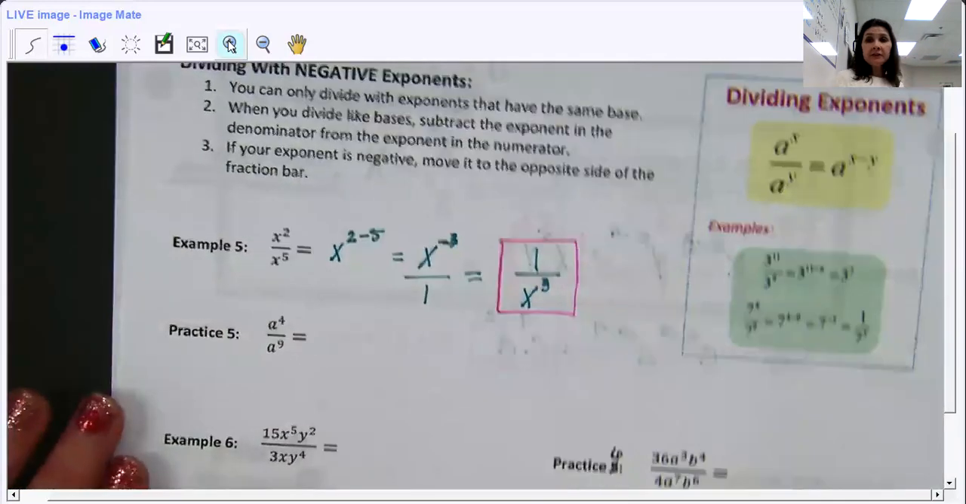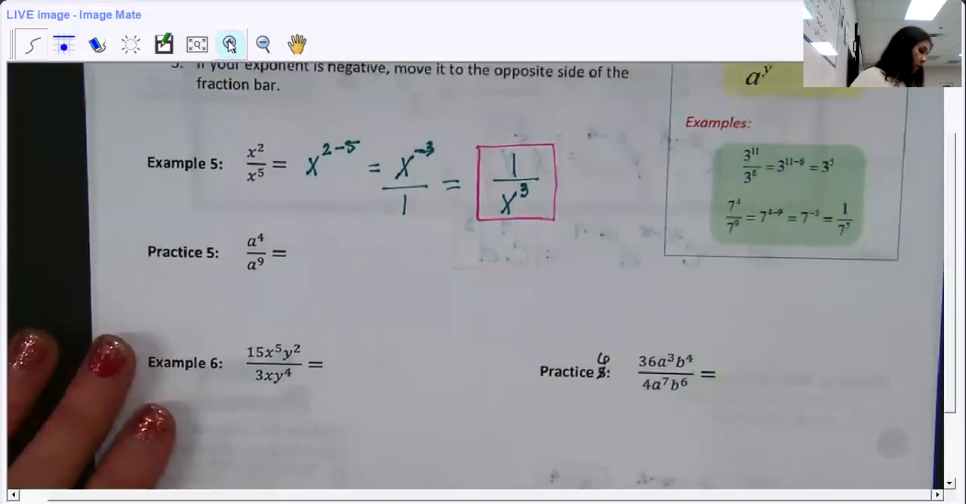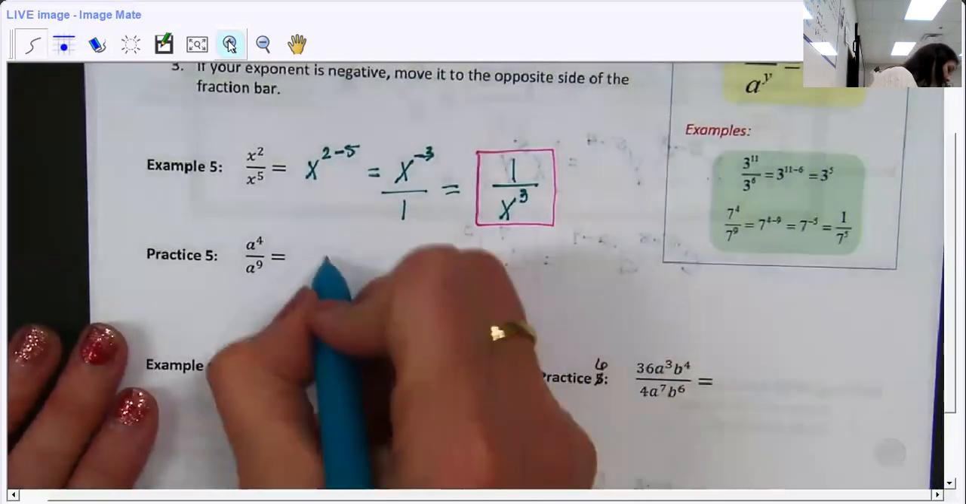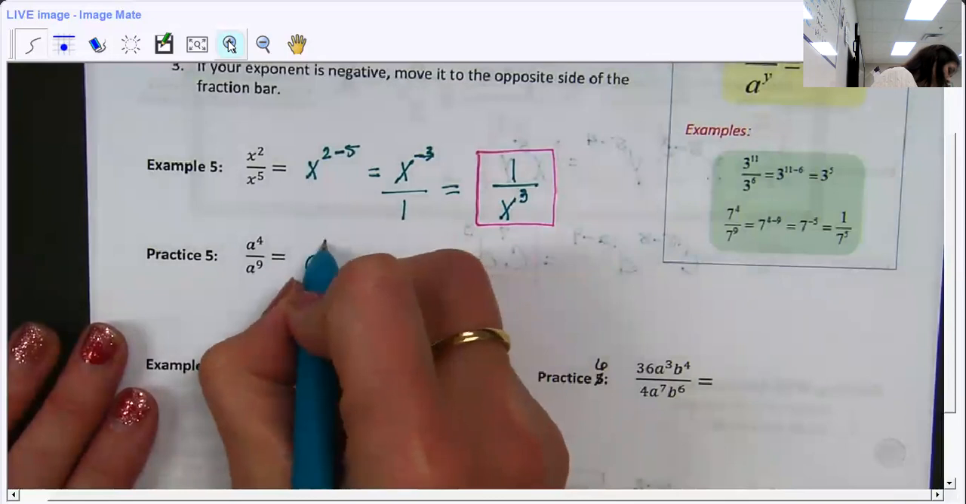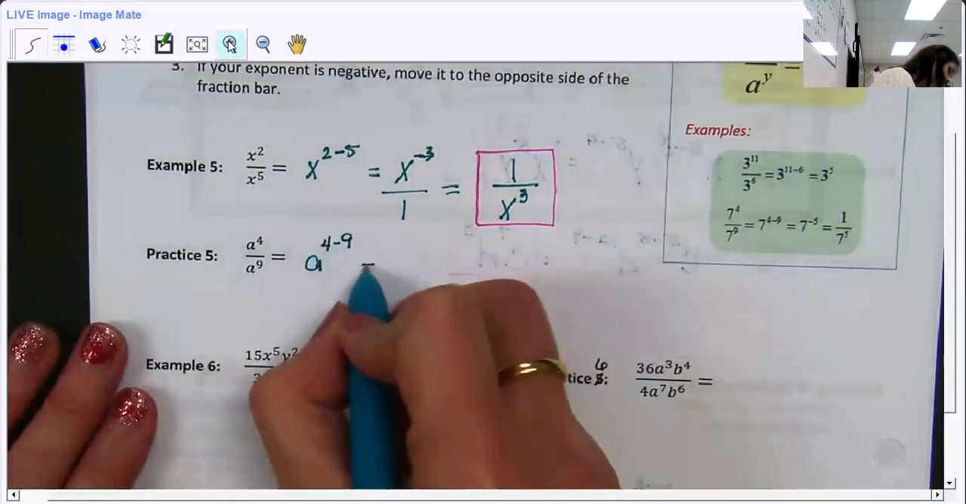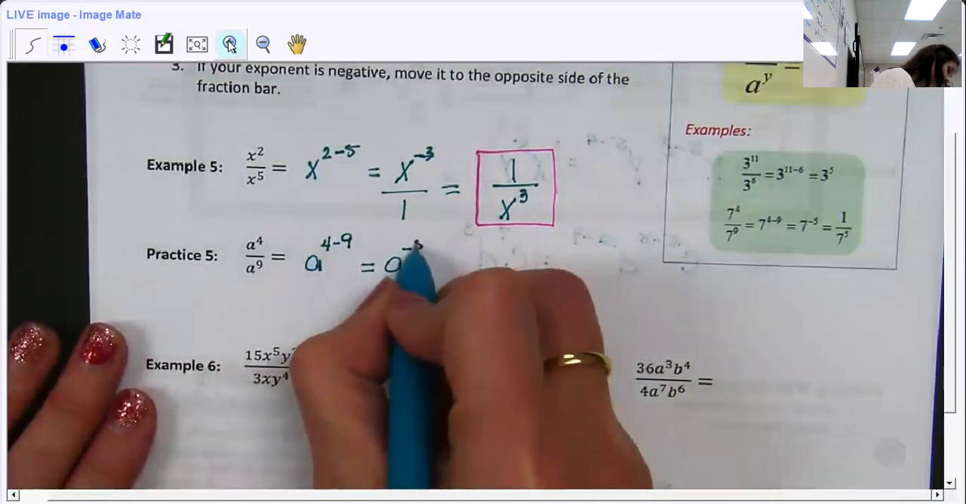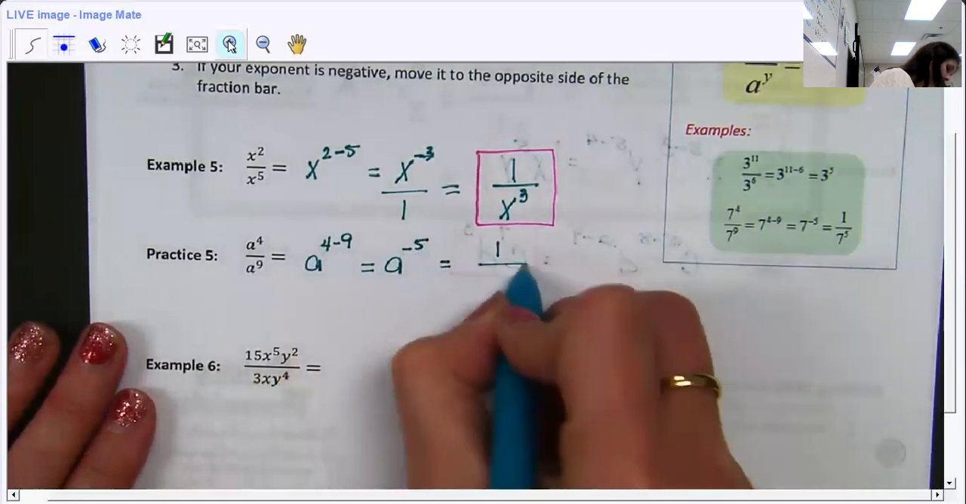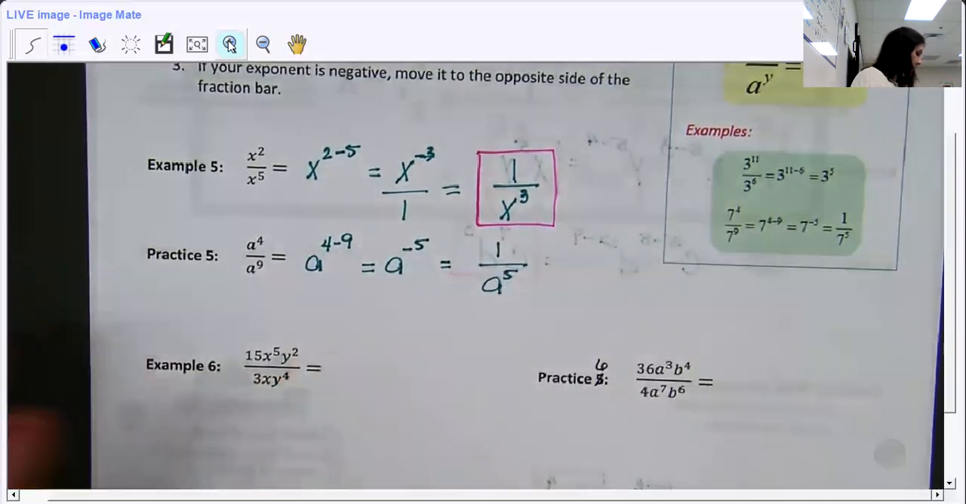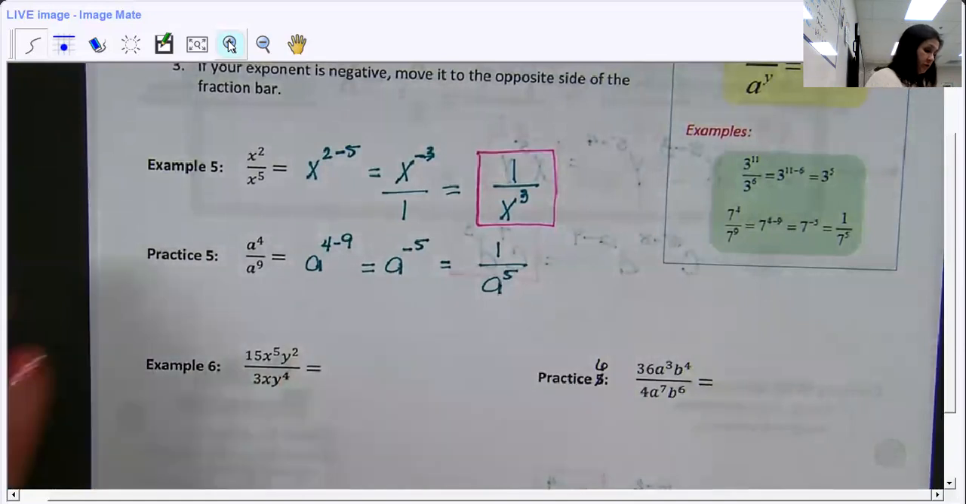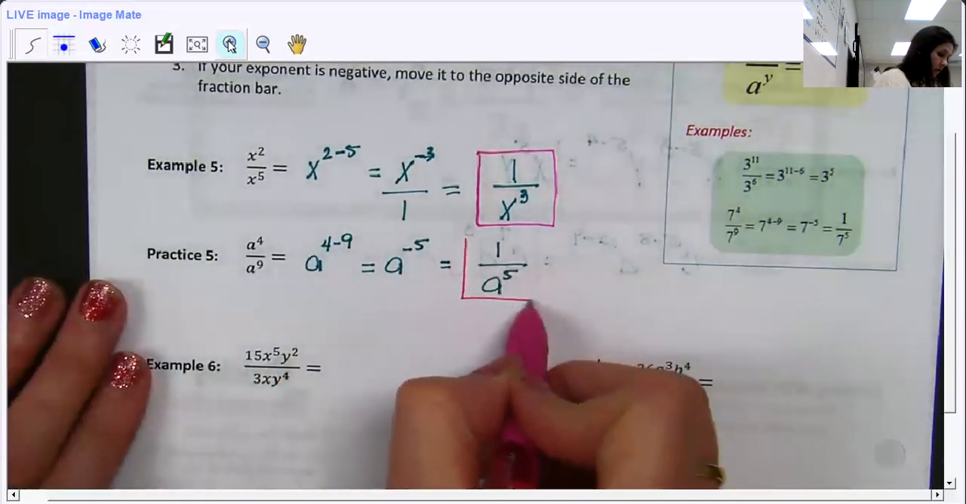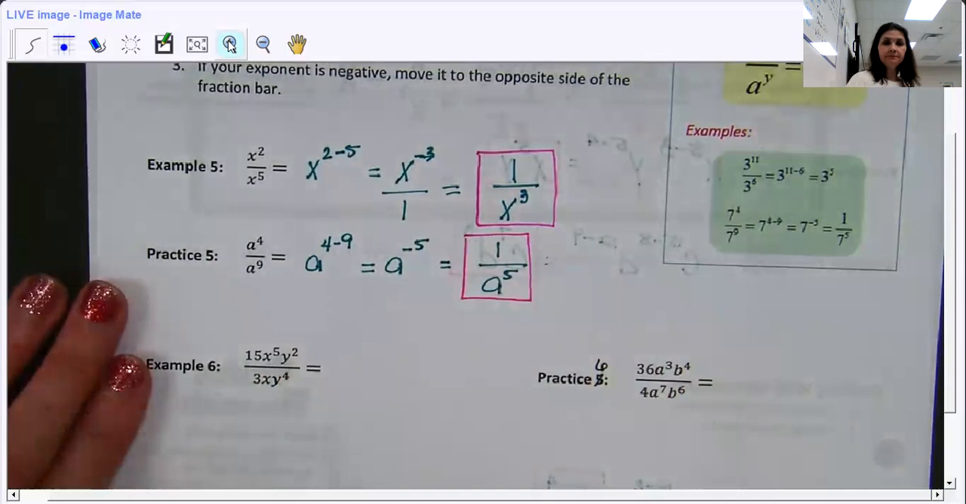Practice 5 is very similar to it. So if you want to go ahead and do that on your own, you can. And when you're done, this is what you should get. 1 over a to the power of 5.